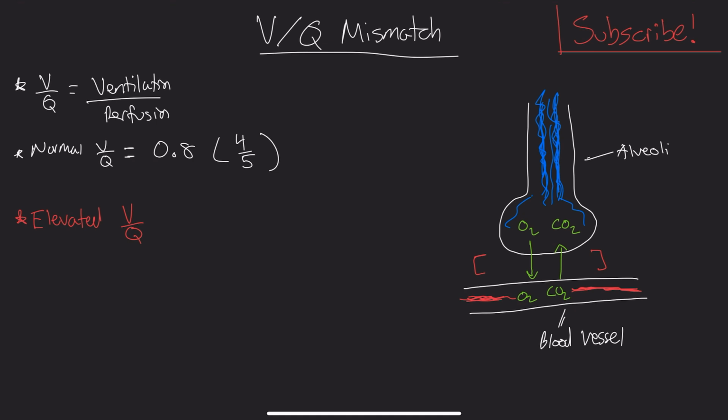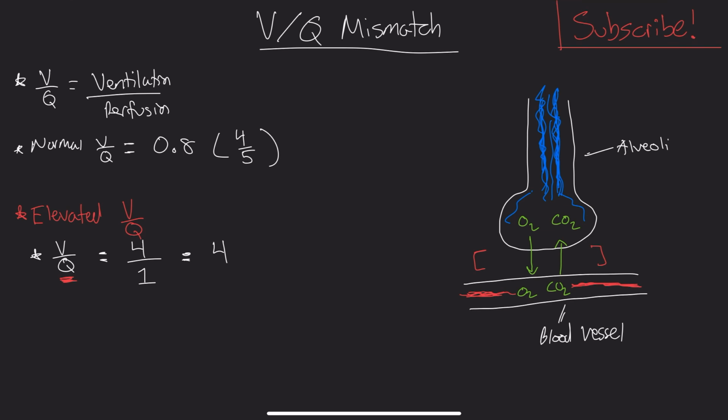So with elevated VQ, if we know that it's ventilation over perfusion, then in order for this to go up, just simple math, the number on the bottom's got to go down, right? So that means our perfusion is going to decrease. This is why I said always write it out. We said normal is 4 over 5. So now we'll do 4, and let's say the bottom decreases, we'll just drop it all the way down to 1. So now you have an elevated VQ ratio because your VQ ratio is now 4.